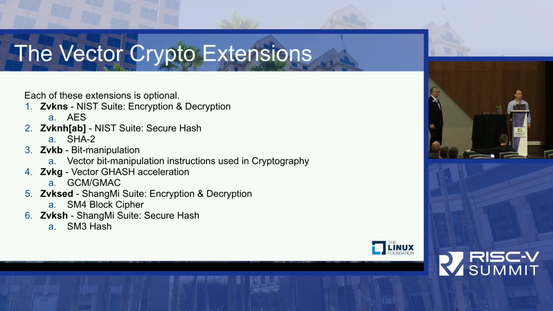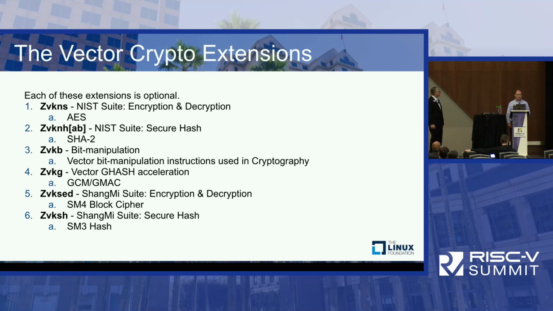is the extension that supports AES. So we have AES key generation instructions. We have AES round instructions. Then for the ZVKNH, H stands for hash, we have an A and a B extension. And these are to support SHA-2. The A extension supports SHA-256. The B extension is SHA-256 and SHA-512.